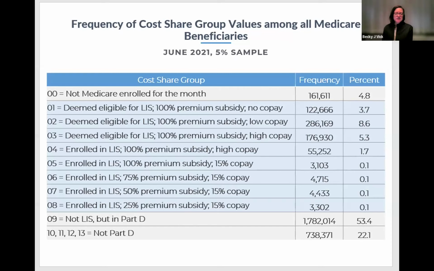Conversely, the word enrolled in those bottom values indicates that the member had to apply for the low income subsidy. It was not automatic. But yes, you can see that out of those who had the low income subsidy, most had that value of 2, which is one of the more generous levels of extra help, where the member's premium was completely paid for and they had a low copay.